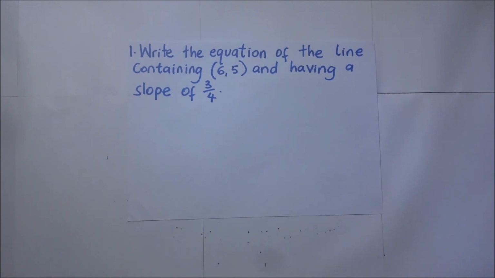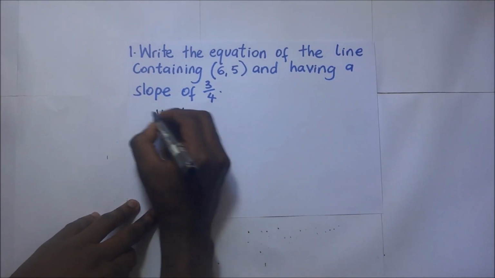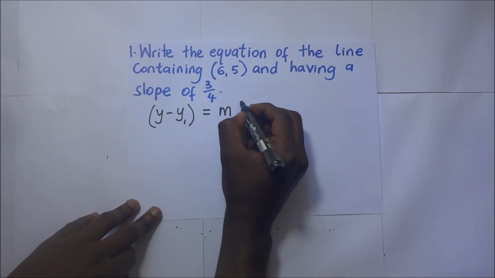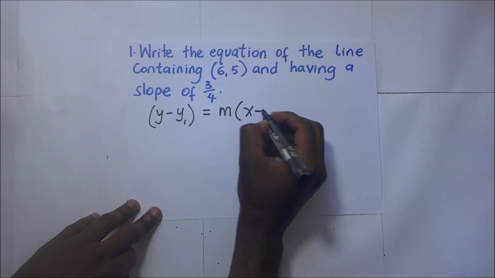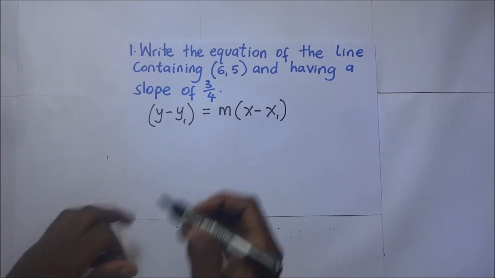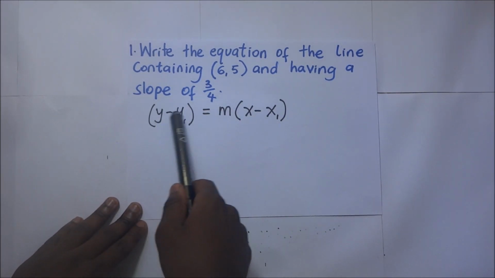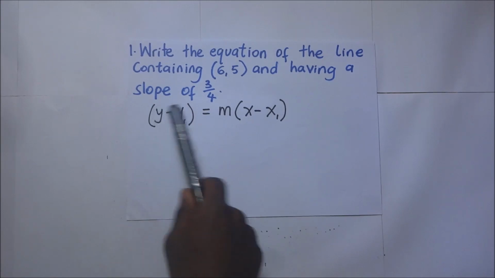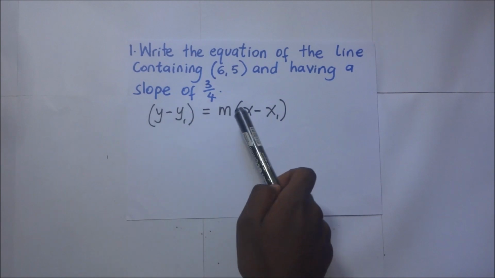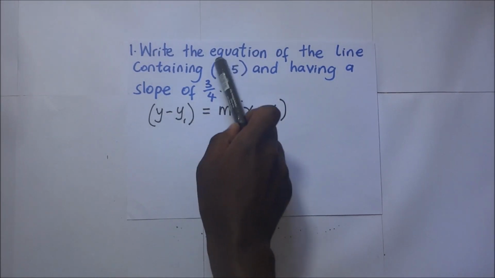When you're writing the equation of a line, it's going to be y minus y1 is equal to m into x minus x1. Now, the value of m here stands for the gradient, and the points y and x right there are just an arbitrary point, x comma y, and then y1 and x1 is more like the point that is given.